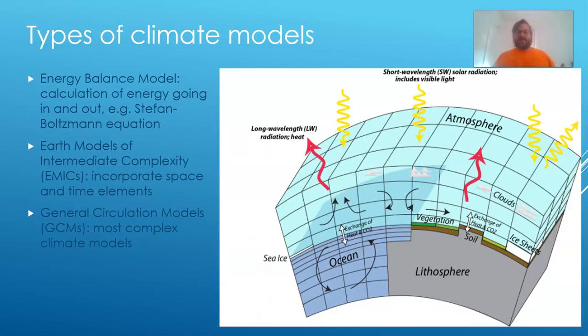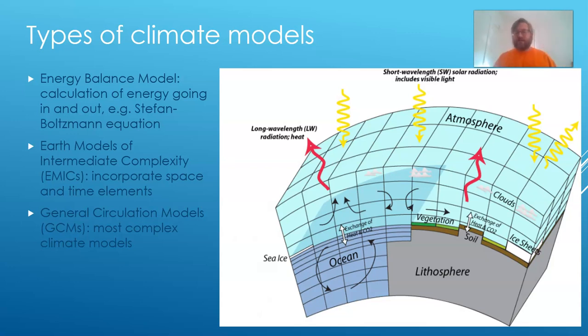So we conventionally divide climate models into 3 types of different levels of complexity. We can start with the least complex type of model, which is called an energy balance model. An energy balance model is basically calculating energy going in, energy coming out, and temperature for the Earth. The simplest energy balance model is one that we saw a few weeks ago, the Stefan-Boltzmann equation, right? All we needed to know was the amount of energy coming in from the sun, the albedo, the temperature of the Earth. That could solve that equation.